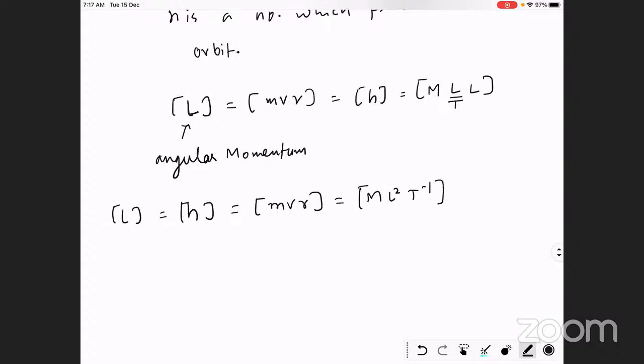Yes, sir. Now there is one more thing which has dimensional formula equal to angular momentum. Tell me what? We represent it by J. What is that? Angular impulse. Okay, angular impulse and angular momentum must have the same dimensional formula. Any doubt in that? Any doubt till this? Yes. Okay.